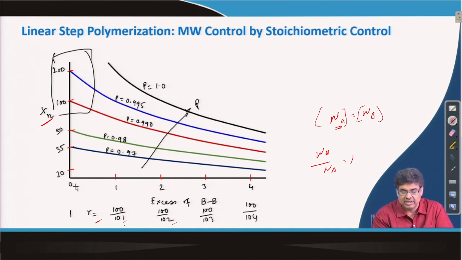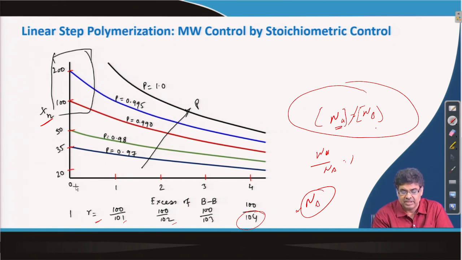Now you are increasing Nb, one by one: 101, 102. When you increase Nb, you are disturbing this balance. Initially it was Na equal to Nb.